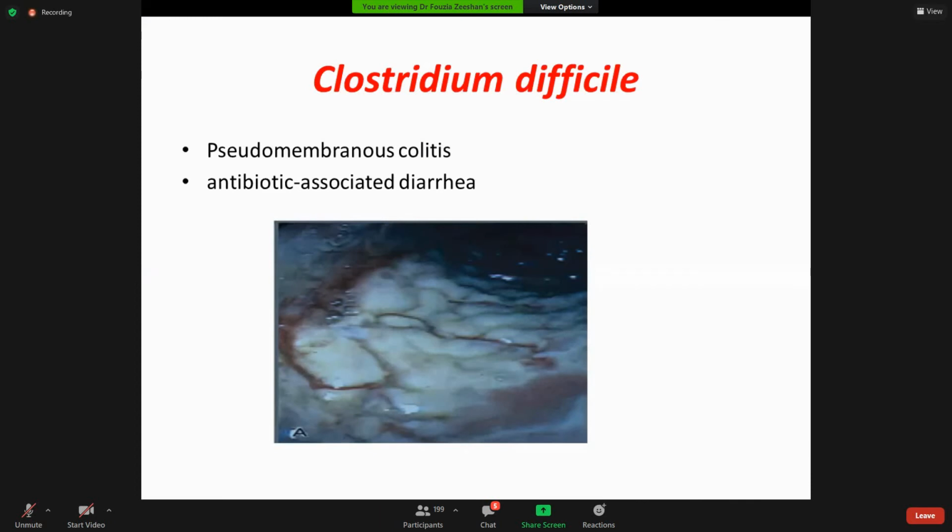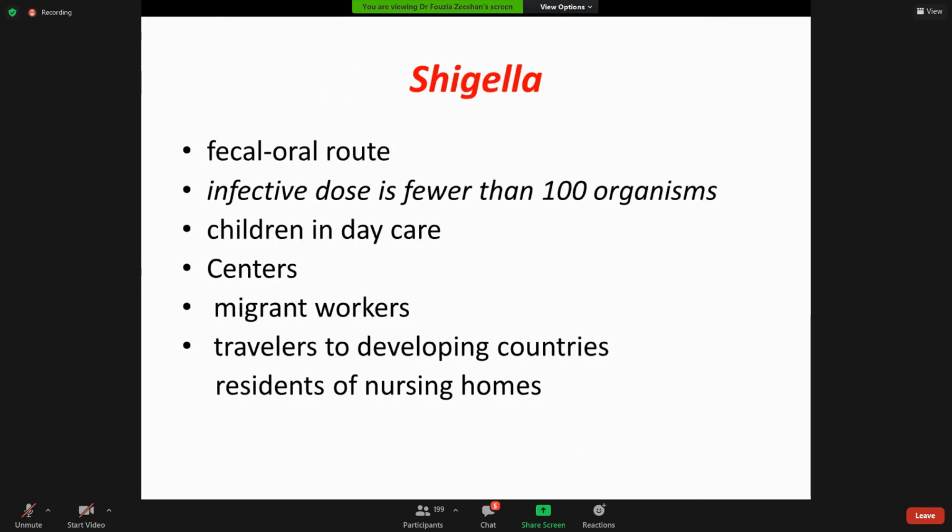Shigella is again transmitted by the fecal-oral route. The infective dose is very low, like if 100 organisms are found inside the intestinal tract, it will cause disease. As I have told you earlier, the number of bacteria is very important. In some cases, a lot of bacteria are required to cause disease, but in the case of certain organisms, very few organisms can also cause disease.